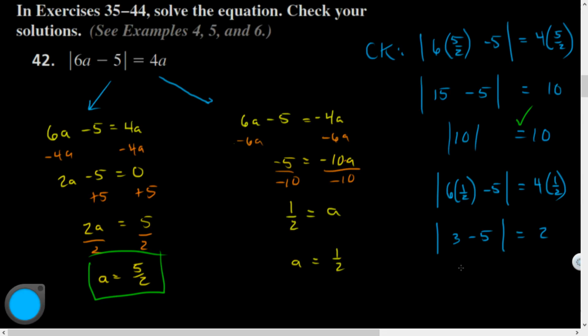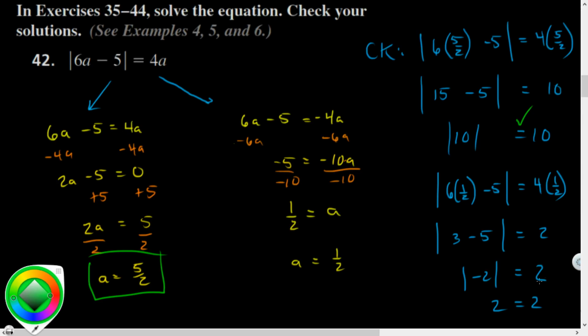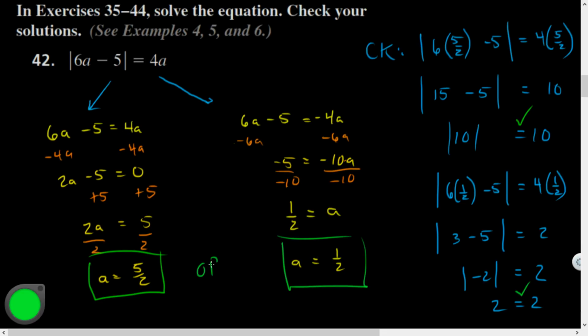Uh-oh. What do you guys think? Is it going to work? 3 minus 5 is negative 2. Oh, but absolute value for the win right at the end. It worked. Excelente. So that means both of these are solutions. So a was equal to 5 halves, which is about 2.5, or 1/2, which is 0.5. But I'm a fan of the fractions.